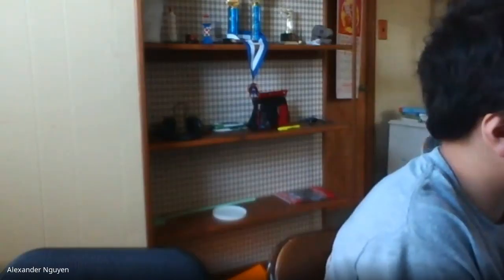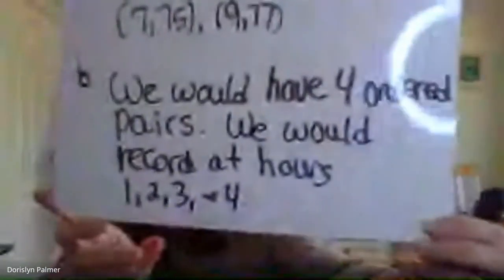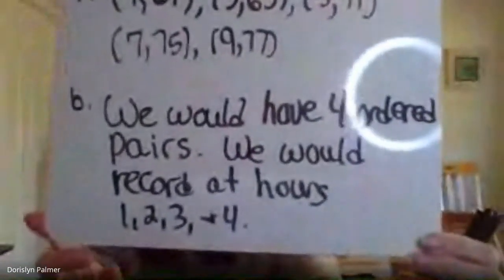Okay, yep. But if we did, they're making it sound complicated. How would it look different? We would have 4 ordered pairs. We would record the temperature at hours 1, 2, 3, and 4. I think they made that one a little harder. I'll hold that up so you guys can put that in for 1B. They make that just a little bit complicated for ordered pairs.